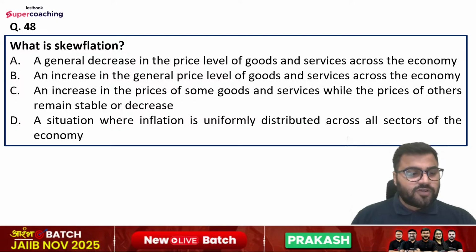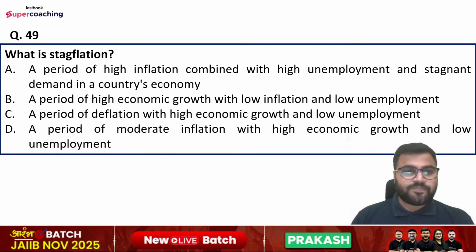Question number 48, what is Qflation? Options are a general decrease in the price level of goods and services across the economy, an increase in the general price level of goods and services across the economy, an increase in the prices of some goods and services while the prices of other goods remain stable or decrease, a situation where inflation is uniformly distributed across all the sectors of the economy. So right answer is option number C here.